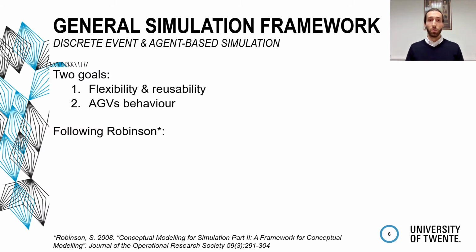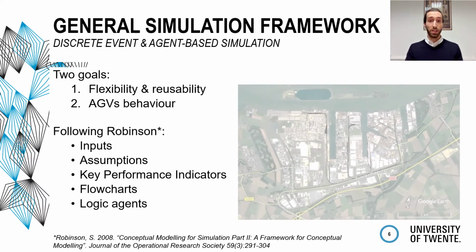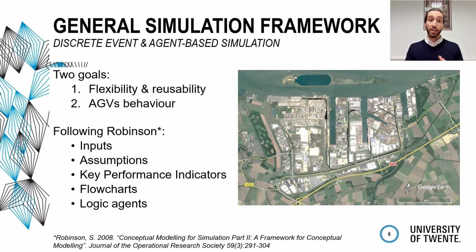Now, we followed the conceptual modeling framework from Robinson. Therefore, we have inputs, assumptions, key performance indicators, flowcharts, and logic agents. Now, instead of going into the details, I will use the example of the Portable dike and hint to inputs and key performance indicators to make it easy.